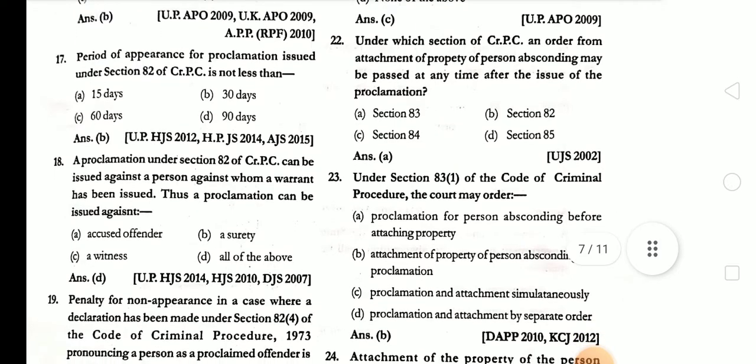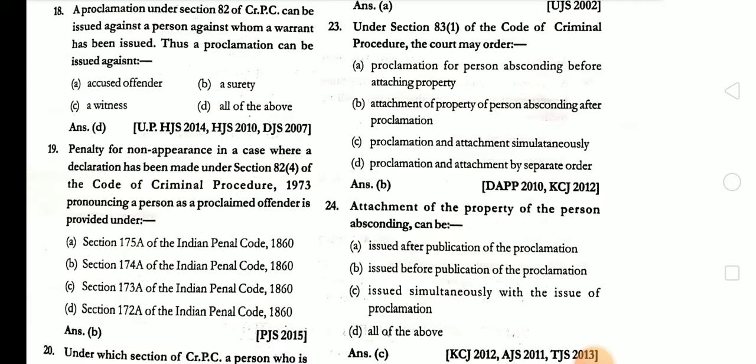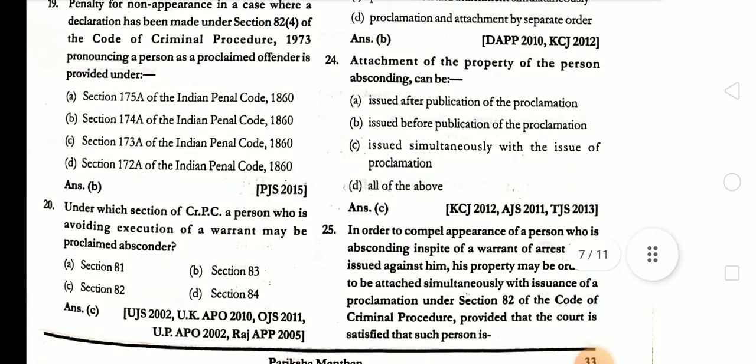Next question, under which section of CRPC an order for attachment of property of person absconding may be passed at any time after the issue of proclamation? Answer will be section 83. So attachment order is passed under section 83. Next question, under section 83 subclause 1 of CRPC the court may order, answer, attachment of property of person absconding after proclamation. Next question, attachment of property of person absconding can be, answer, issued simultaneously with the issue of proclamation.